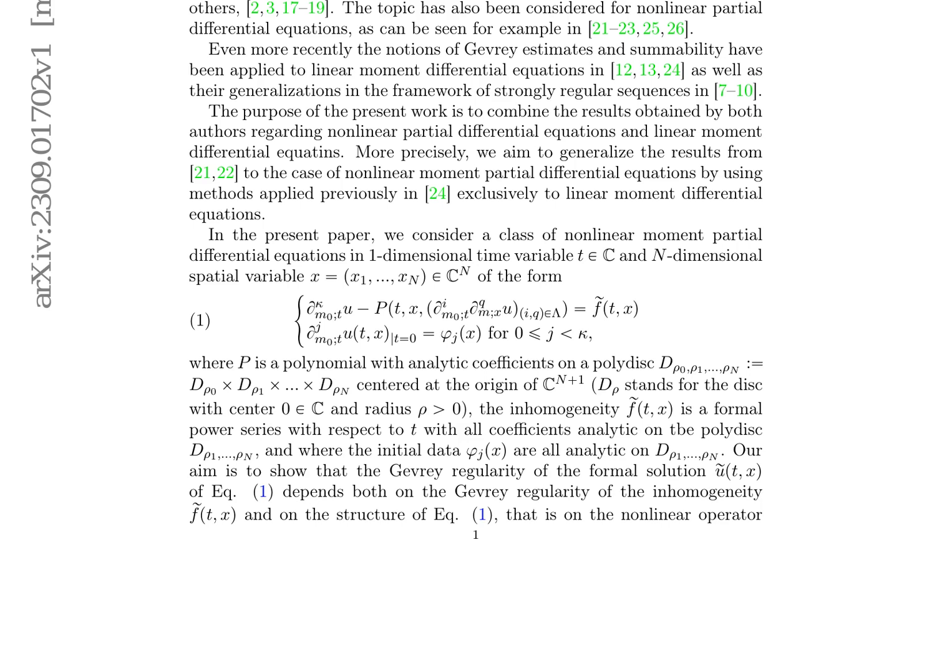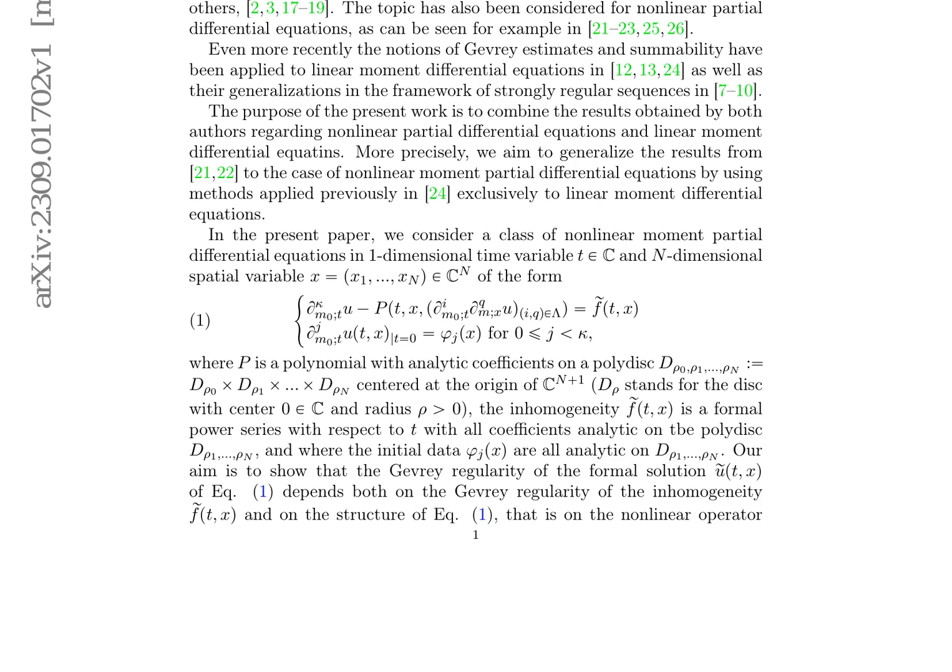To achieve this, the authors employ methods from previous studies on linear moment differential equations and nonlinear partial differential equations. They analyze the geometric structure of the Newton polygon associated with the equation, which plays a crucial role in determining the Gevrey regularity of the solution. The paper contributes to the understanding of the relationship between the Gevrey regularity of the inhomogeneity and the structure of the equation, providing insights into the nature of the solutions for these types of equations.